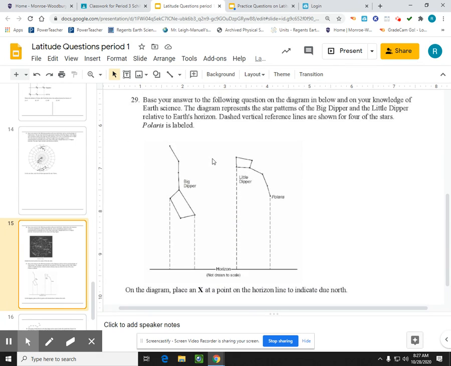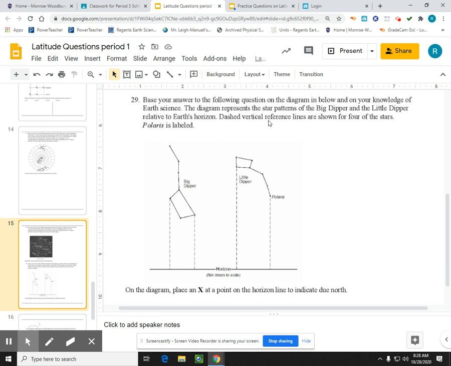Number 29, it says, base your answers to the following questions on the diagram below and on your knowledge of Earth science. The diagram represents the star patterns of the Big Dipper and Little Dipper relative to Earth's horizon. So here's the flat surface of the Earth. Here's what you'd see if you were looking towards the north. You'd see the Big Dipper and the Little Dipper. And if you follow these stars right here, they lead you to Polaris.